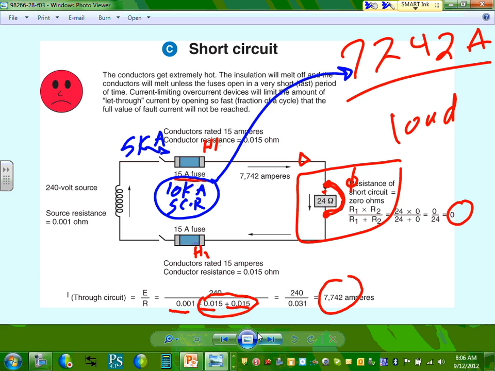Explode. It has to interrupt, but it will explode, violently explode. Yep. Can I have thumbs up, Chad? We fully understand what a short circuit is? Fully understand this condition, what a short circuit is?